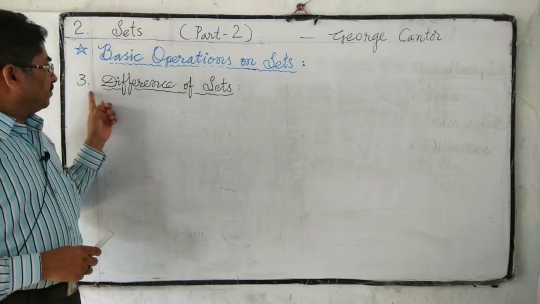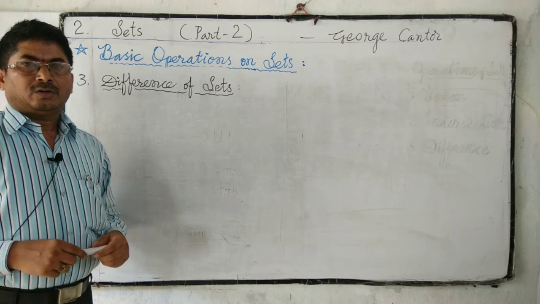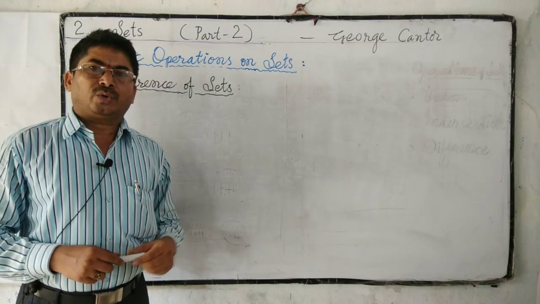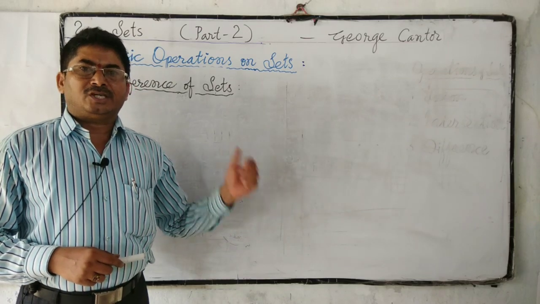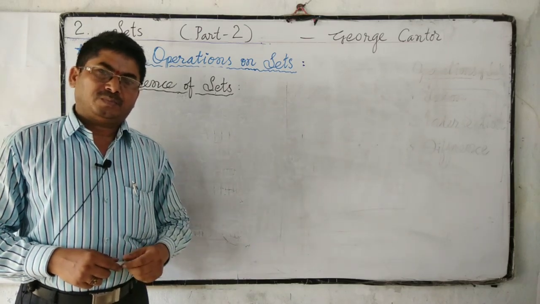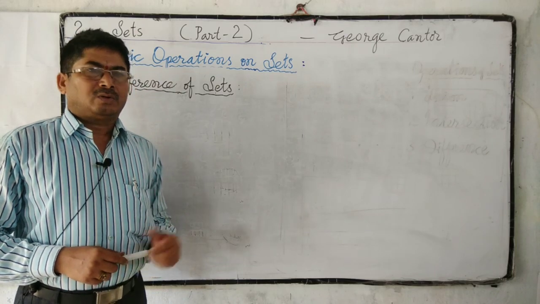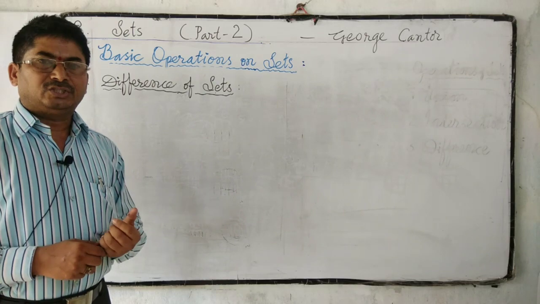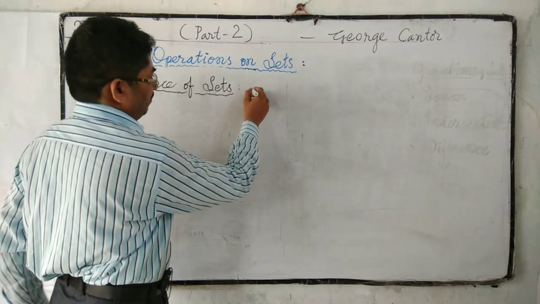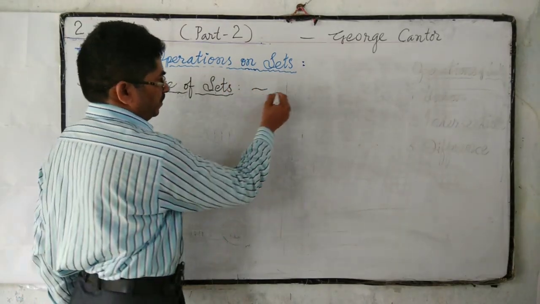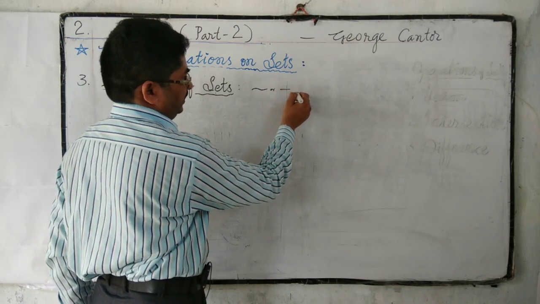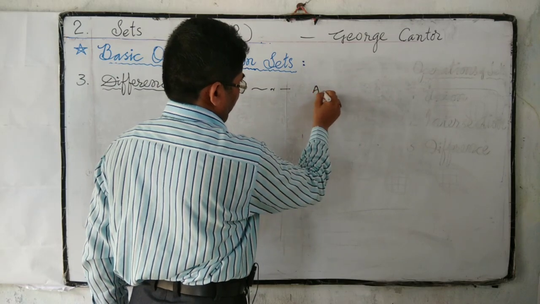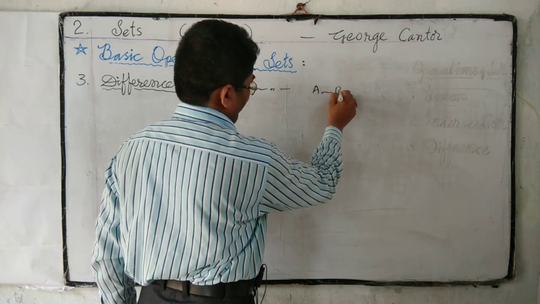Next, third one, difference of sets. The set containing all the elements which belong to A but do not belong to B is called difference of sets. The difference of sets is denoted by the symbol minus, and symbolically we can write A minus B.